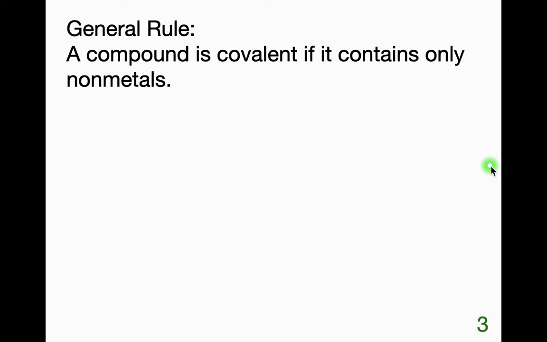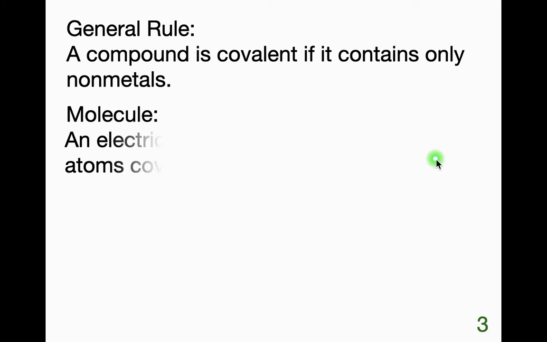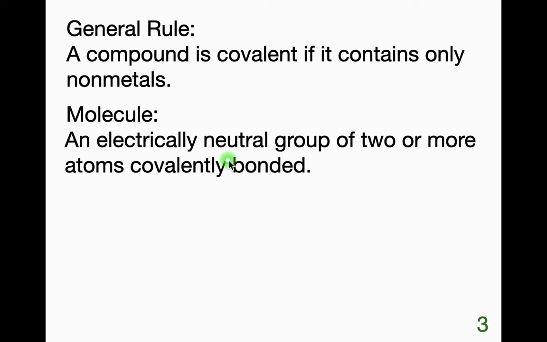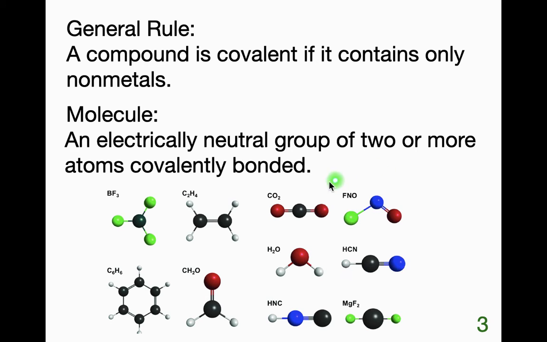General rule, a compound is covalent if it contains only nonmetals. A molecule is an electrically neutral group of two or more atoms covalently bonded. So you might want to jot down a few of these examples. Carbon dioxide, boron trifluoride, this is called benzene, hydrocyanic acid, water.